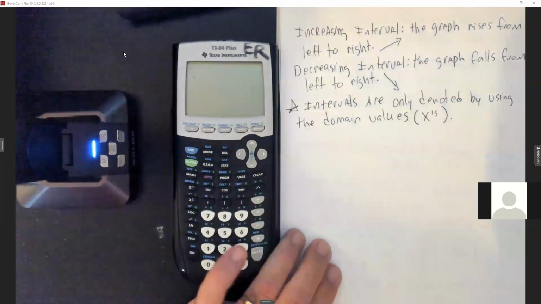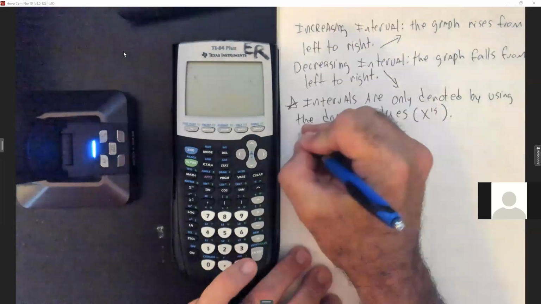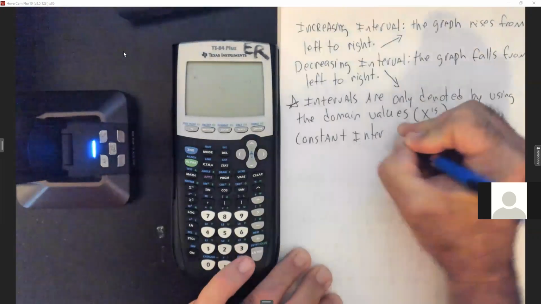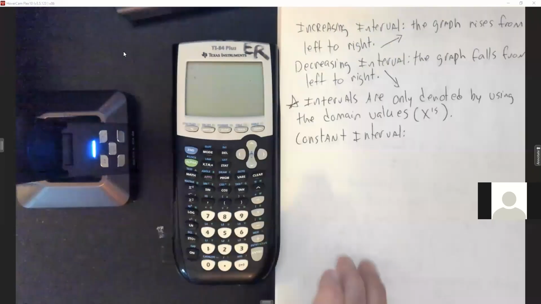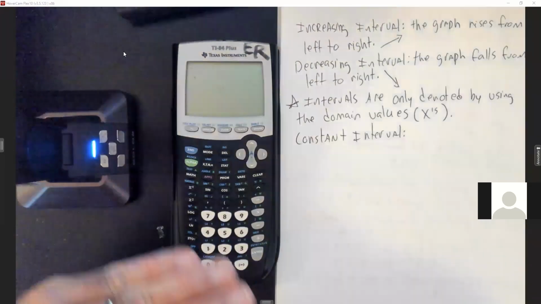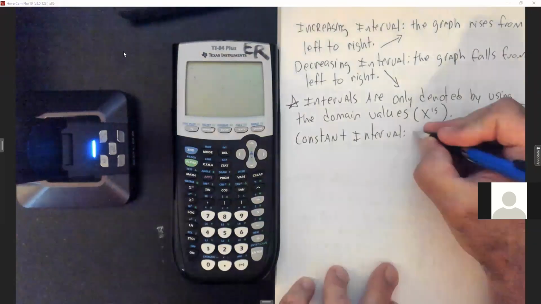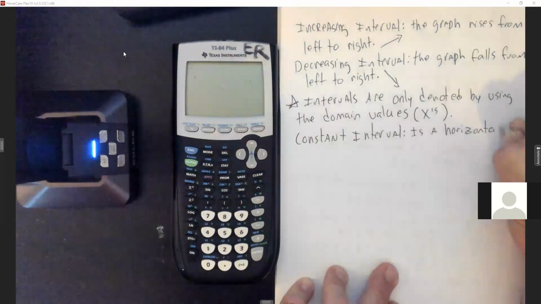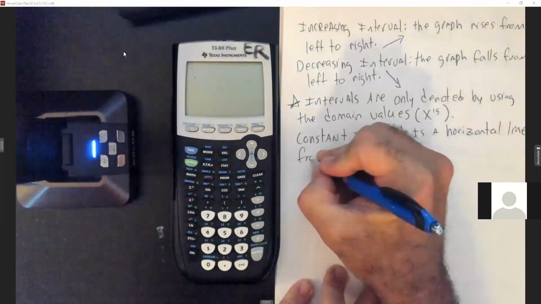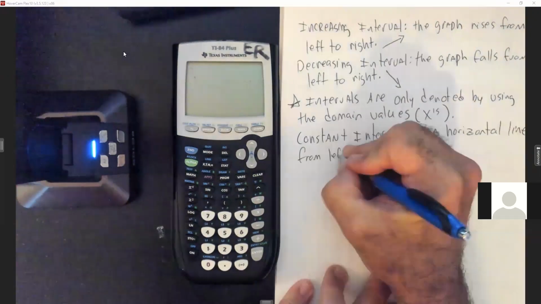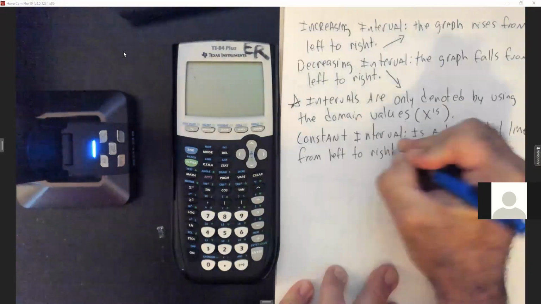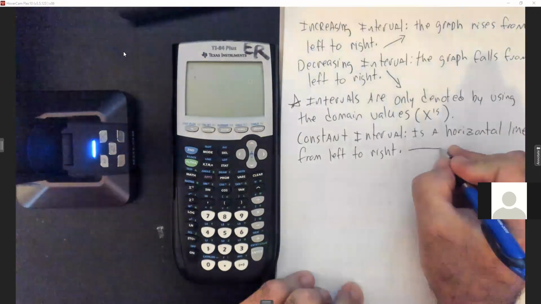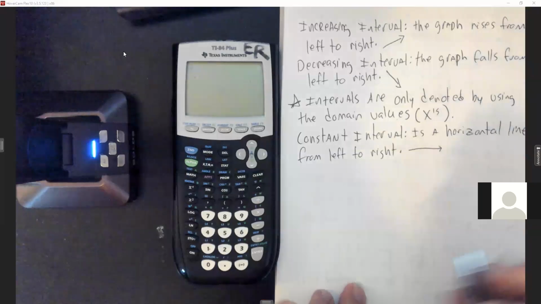And then the last interval on these is constant. Constant means it stays the same. So a constant interval is a horizontal line from left to right. Okay, increasing uphill, decreasing downhill. Constant would be straight across. And remember, it still goes left to right, okay?